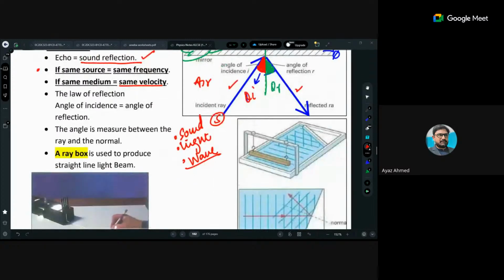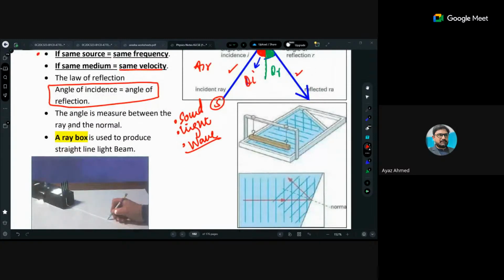Then law of reflection is, this is the law of reflection, that angle of incidence is equal to angle of reflection. We have gone through that. The angle is measured between the ray and normal. देखो ये सारा कुछ मैं बता चुका हूँ. A ray box is used to produce the straight line ray beam. This is specifically in light. But these are the points you have to remember.